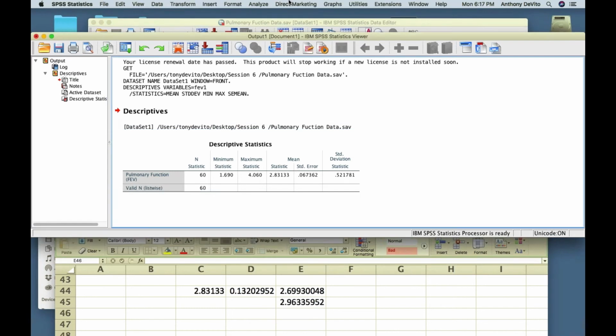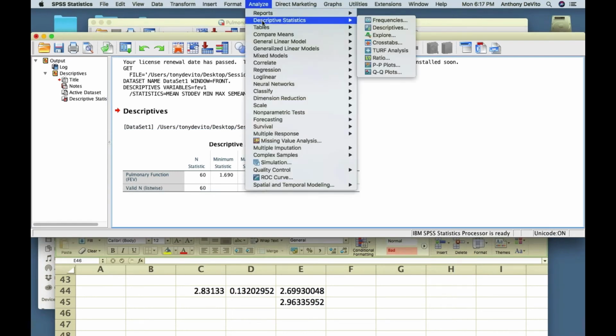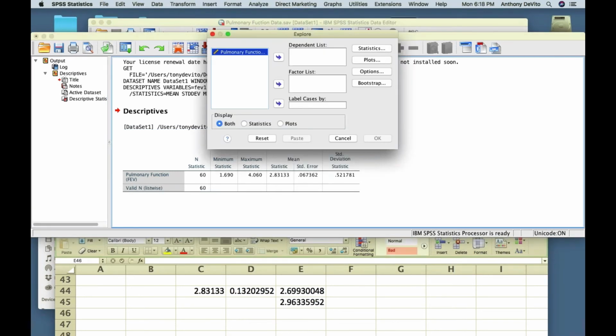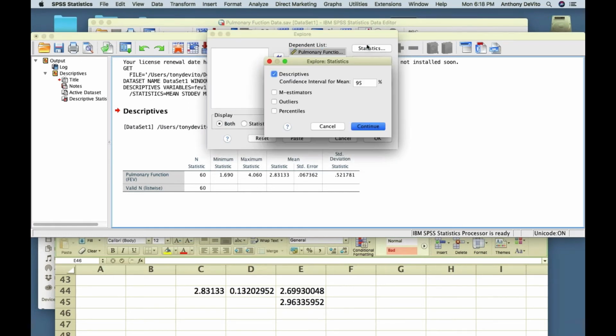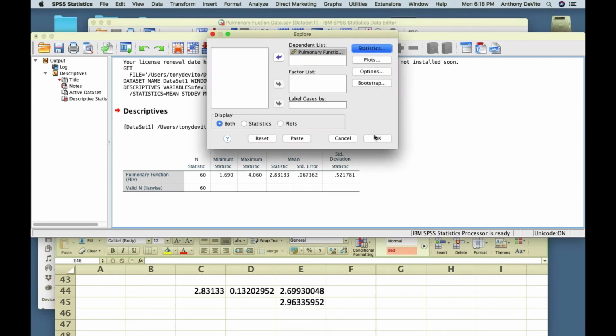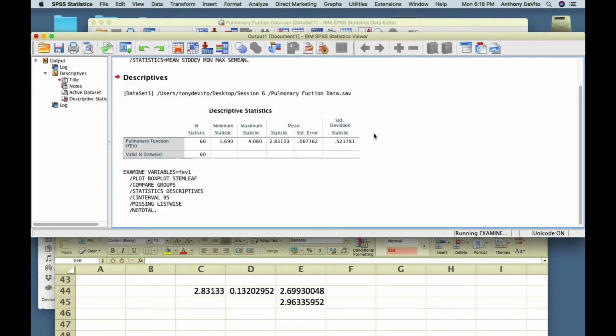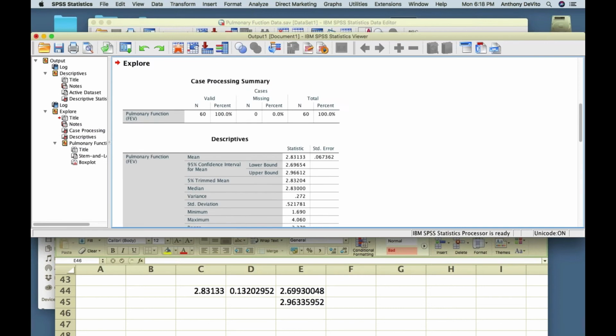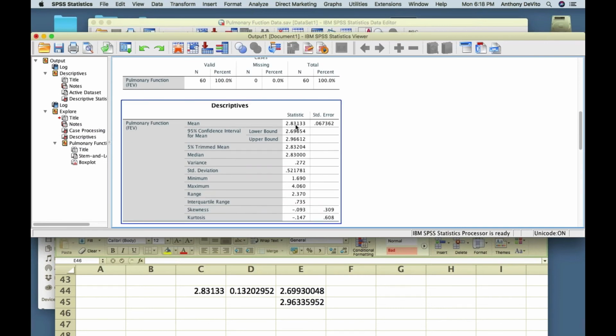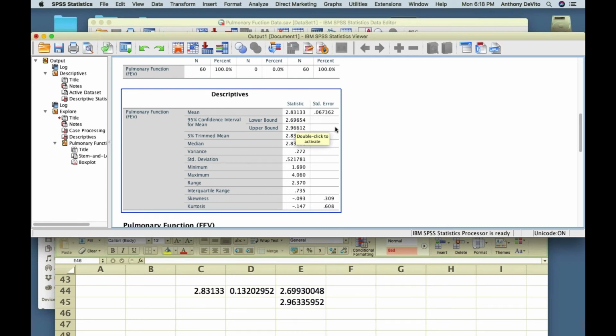Okay, let's do it. Analyze, descriptive statistics, explore, because explore now will give us the margin of error. I'm going to put the pulmonary function test in there. I'm going to ask it to do all of those, including the 95% confidence interval. I'll click OK. Let's see how SPSS calculates it. Okay, the mean is, just as we said before, 2.831. The standard error is 0.067362, just as we got before.